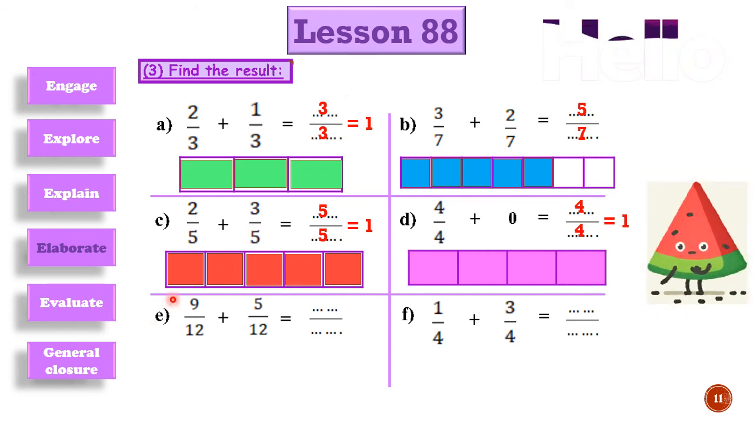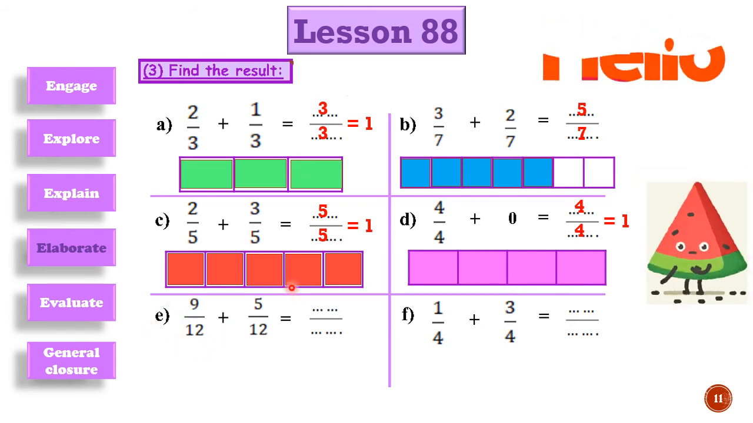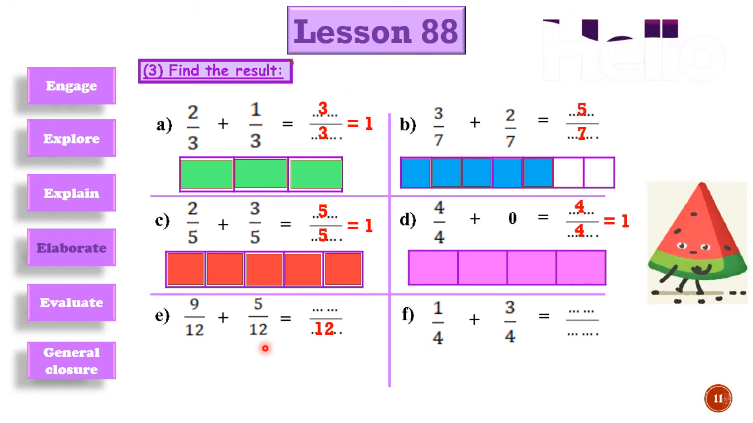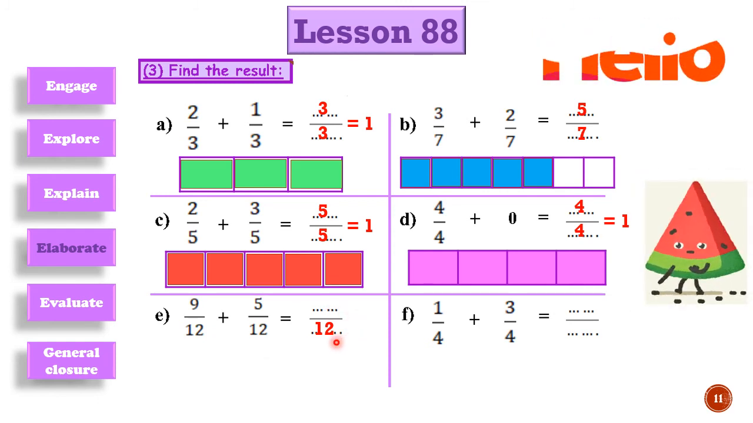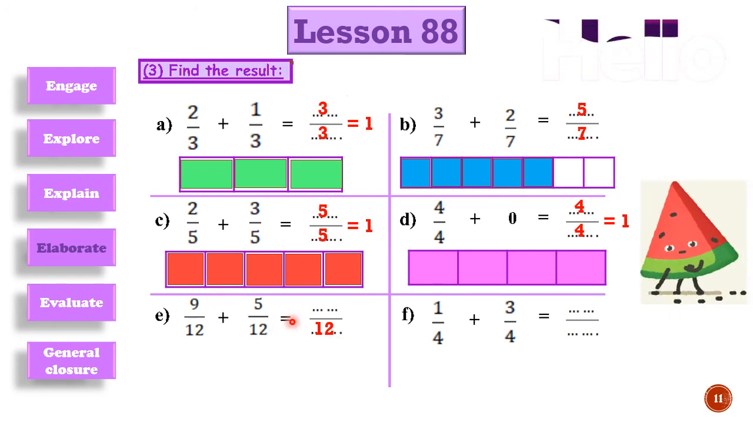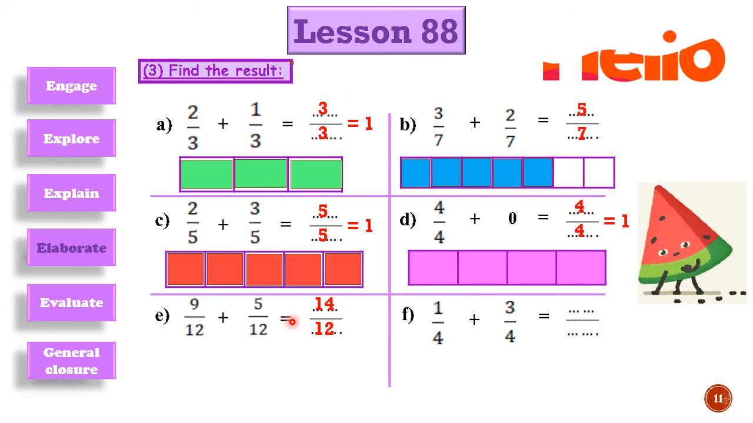Now here we have 9 twelfths plus 5 twelfths. Just write down the denominator and add the numerators. 9 plus 5 equals 14. It will be 14 twelfths.